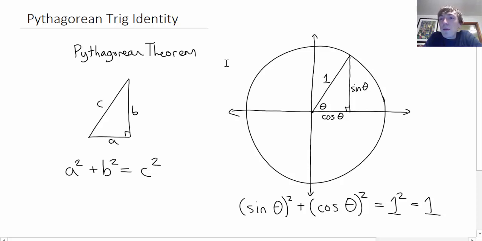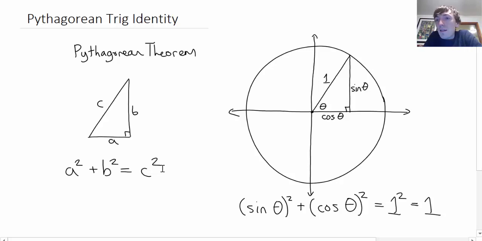So you probably remember the Pythagorean theorem. It's the one with right triangles. It says that if I have a right triangle and I label the sides A and B that are not the hypotenuse, and I label the hypotenuse C, then I get that classic thing, a squared plus b squared equals c squared.